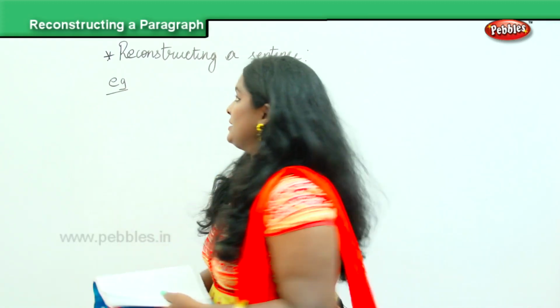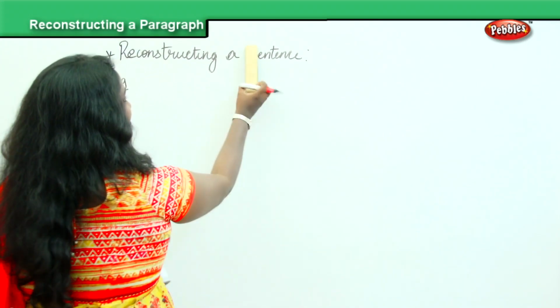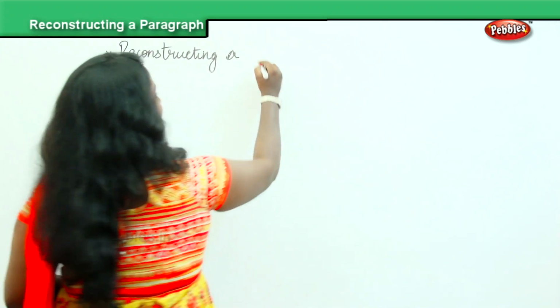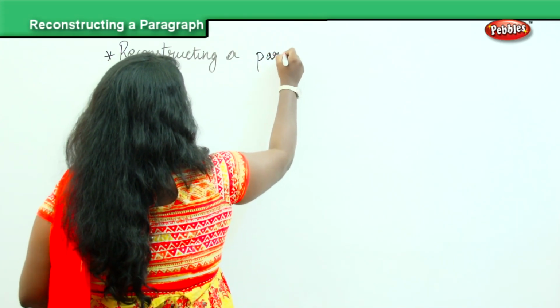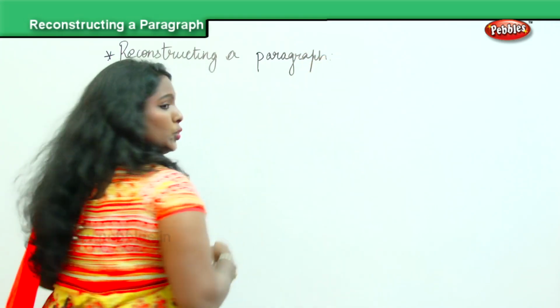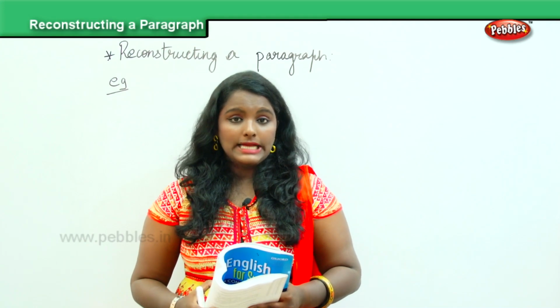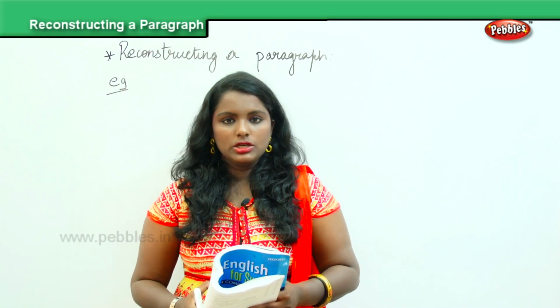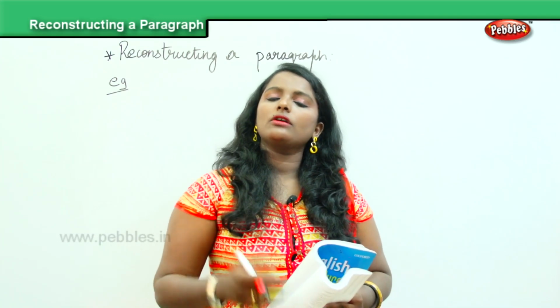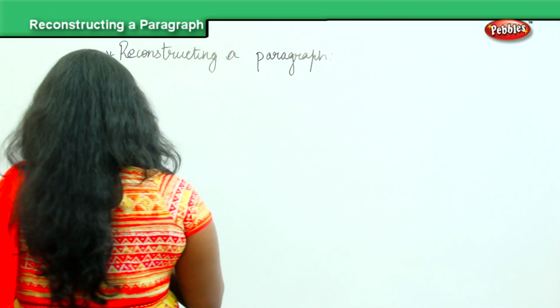The next example is going to be reconstruction of a paragraph. What is reconstruction of a paragraph? You are given 4 to 5 sentences in the jumbled order, and you are expected to read them and arrange them in the chronological order so that the passage gives you proper sense, right? So I'm going to give you an example of a passage here.